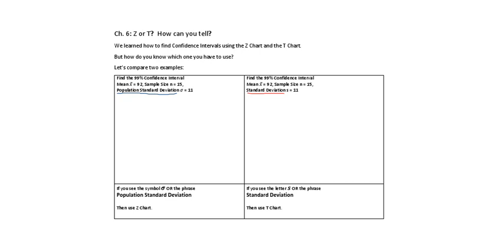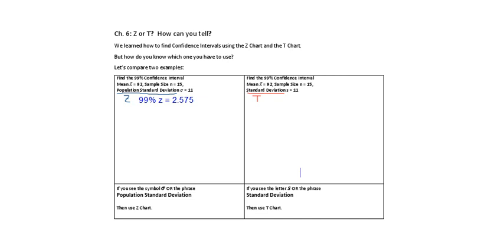If you see population standard deviation in that order, that means we're going to have to use the Z chart. If you see standard deviation, but you don't see population standard deviation, use the T chart. So, let's get some answers here. For the one on the left, we're going to use the Z chart. And what we know is that for 99%, the Z score is equal to 2.575.